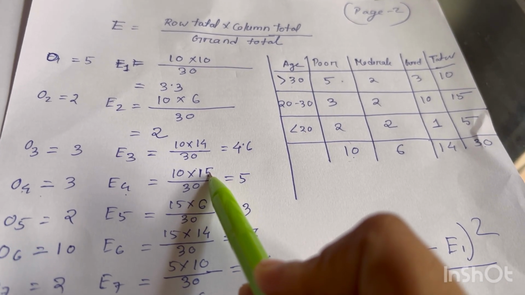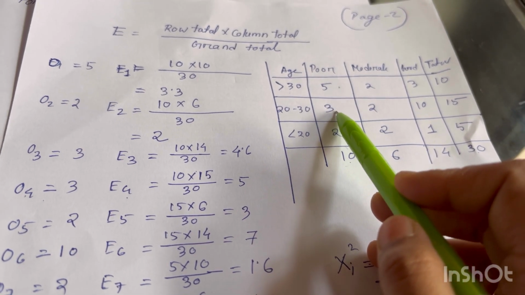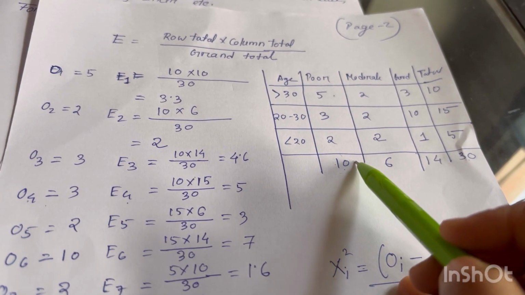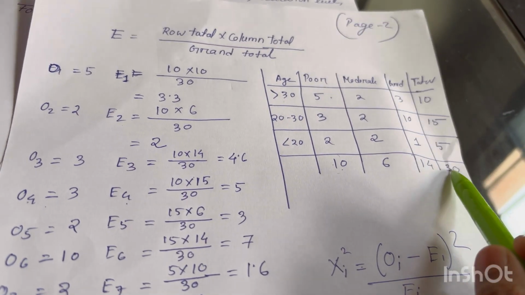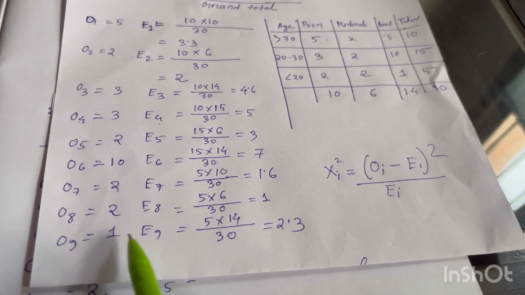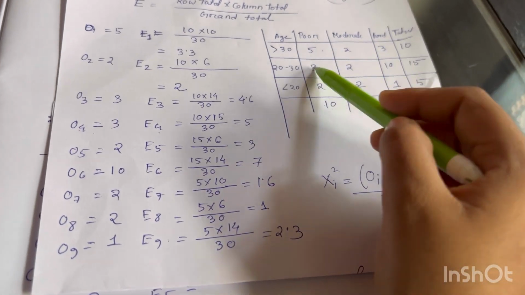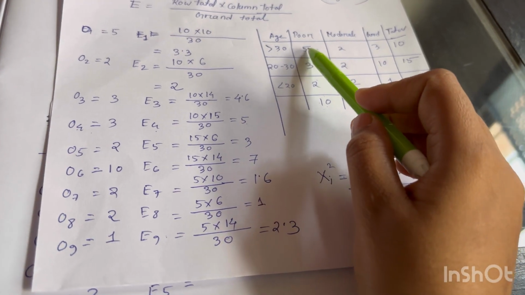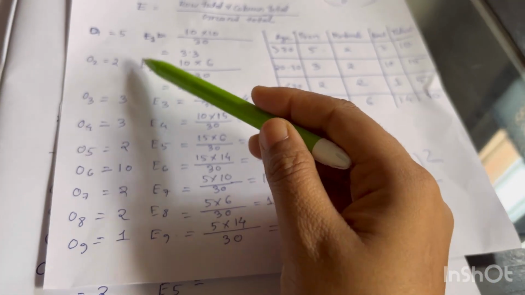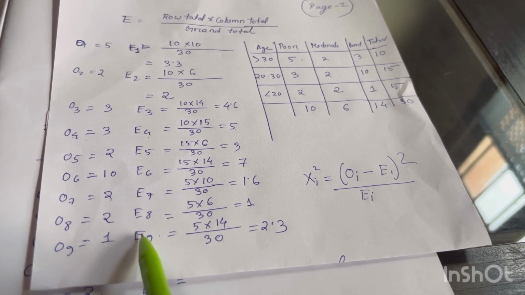Then we have to write the column total. We are talking about this particular value number 4, so this falls in this column. What is the total of this column? 10, divided by the grand total 35. So this is how you have to calculate the expected frequency for all the 9 observed frequencies. We have 9 observed frequencies, right? 1, 2, 3, 4, 5, 6, 7, 8, 9. So here we have listed them out, and for all the observed frequencies, we have to calculate the expected frequency.